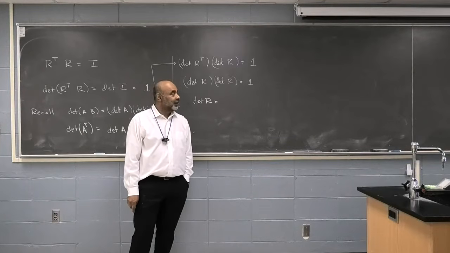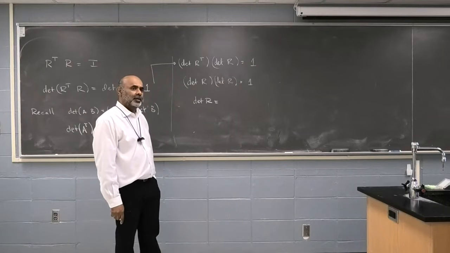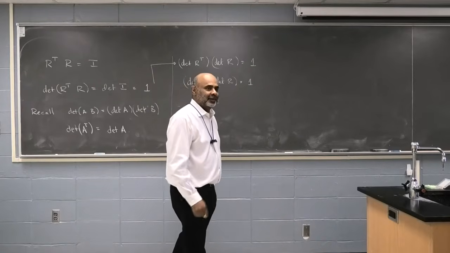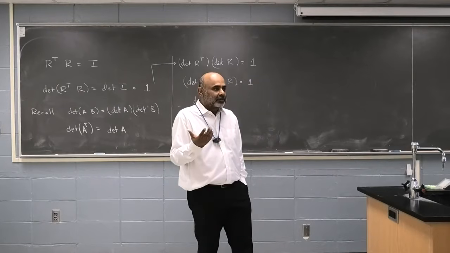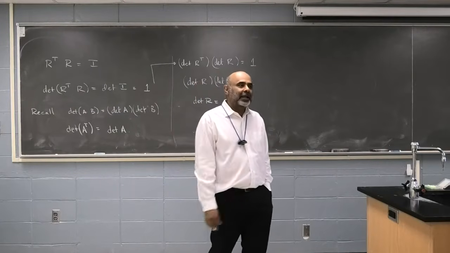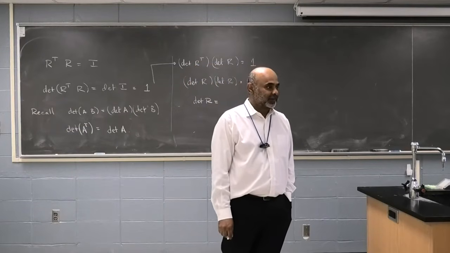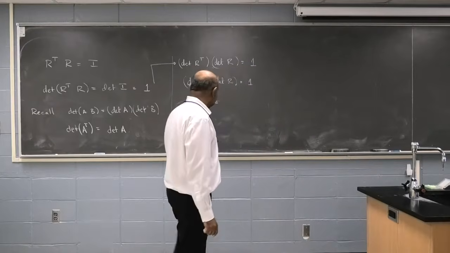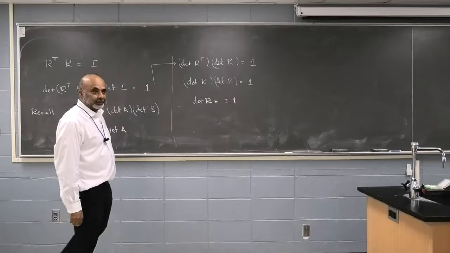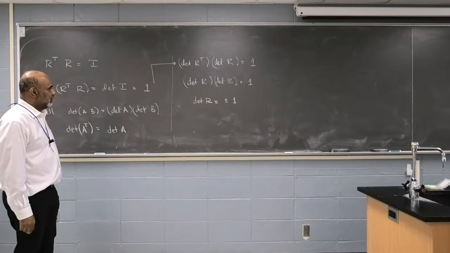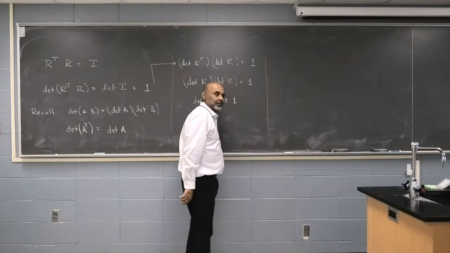Let's see. Determinant of R would be equal to the square root of 1, which is equal to 1. Huh. Determinant of R is a number. So let's say I have a symbol A squared equals 1. What are my answers? Plus or minus 1, correct. So we know this. Which one do we pick? Or do we pick both?